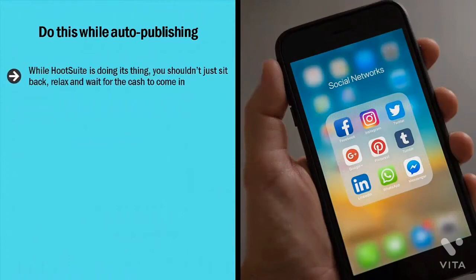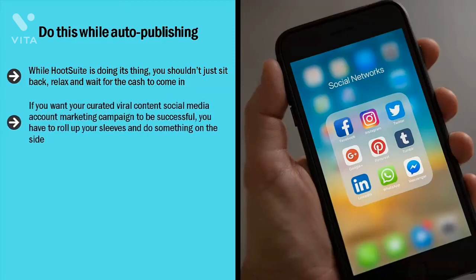While Hootsuite is doing its thing, you shouldn't just sit back, relax, and wait for the cash to come in. I know that's what a lot of Make Money Online books or Internet Marketing Riches books tell you to do. That's the hype. That's definitely the dream. Unfortunately, dreams are often very different from the reality. If you want your curated viral content social media account marketing campaign to be successful, you have to roll up your sleeves and do something on the side.